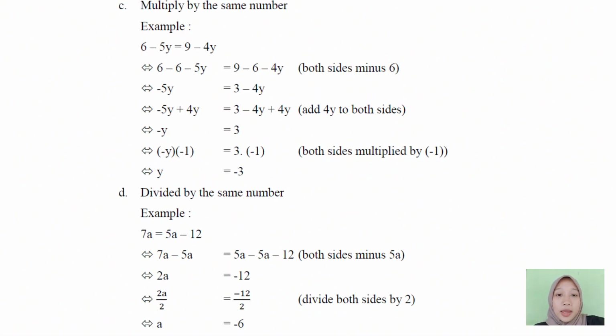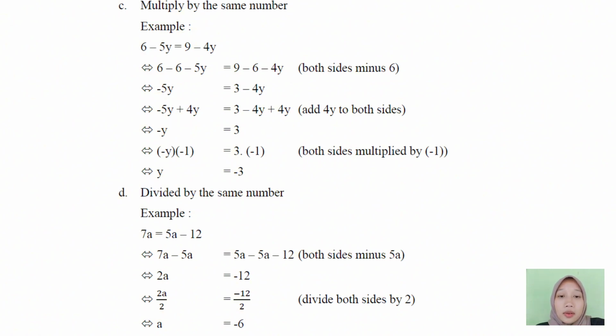Next, multiply by the same number. For example, 6 minus 5y equals 9 minus 4y. Next, subtract 6 from both sides: 6 minus 6 minus 5y equals 9 minus 6 minus 4y, becomes minus 5y equals 3 minus 4y.